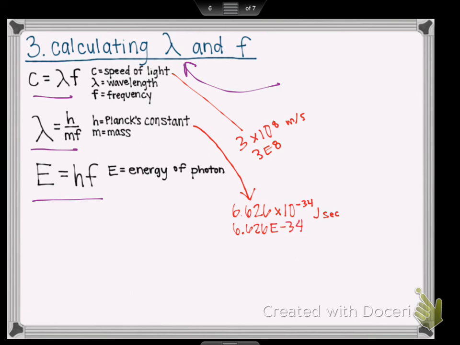When you're using these calculations, speed of light is always going to be the same, and I'll give that to you, and Planck's constant is always going to be the same, and I will give that to you as well. F always stands for frequency, and it just depends on what it is asking you to calculate for which equation to use. We are just going to practice these in class. Just take down the equations and what each variable stands for.